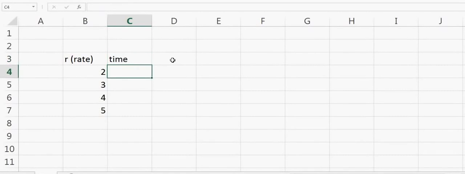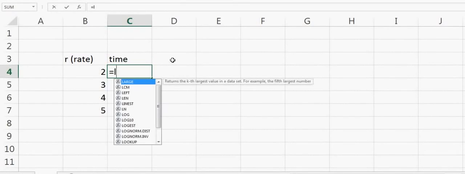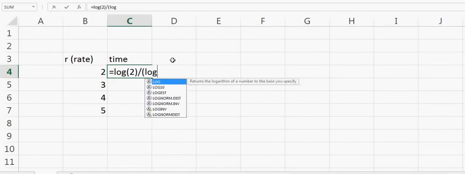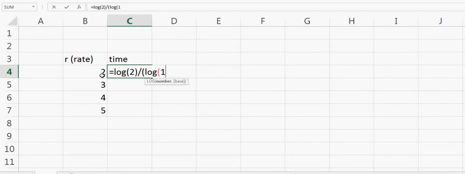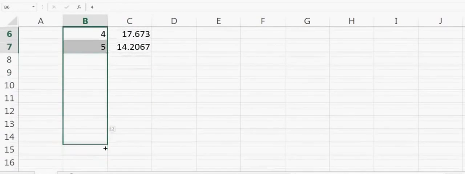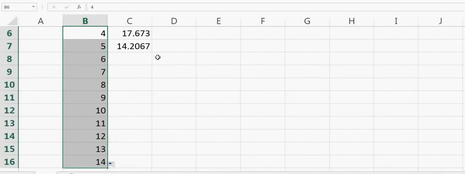So time should be equal to, as we calculated before, log of 2 divided by log of 1 plus r divided by 100, because this is in percentage, right? So it says 35 years, right? So we can keep doing this, and we can also generate a table for all the r's and these numbers, right?